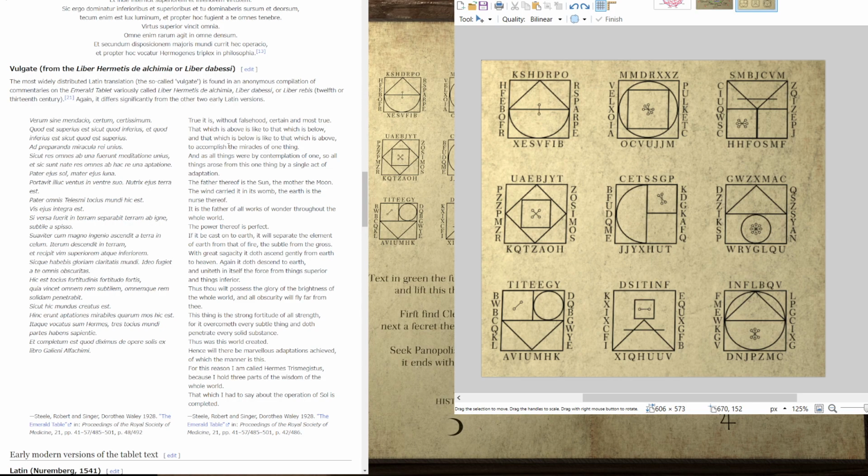Thus thou wilt possess the glory of the brightness of the whole world, and all obscurity will fly far from thee. This thing is a strong fortitude of all strength, for it overcometh every subtle thing, and doth penetrate every solid substance. Thus was this world created. Hence will there be marvelous adaptations achieved, of which the manner is this. For this I am called Hermes Trismegistus, because I hold three parts of the wisdom of the whole world. That which I had to say about the operation of soul is completed.